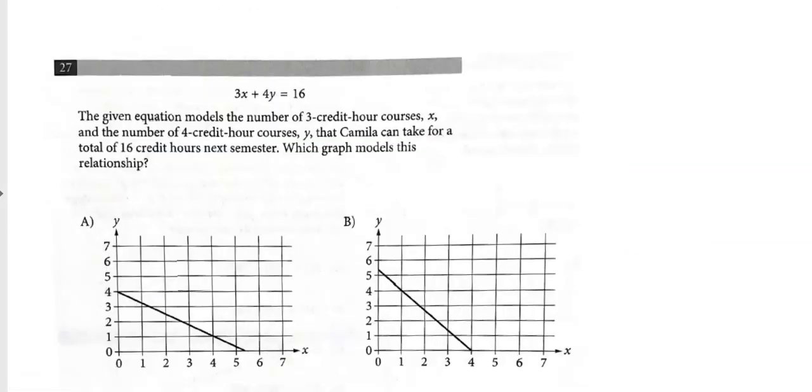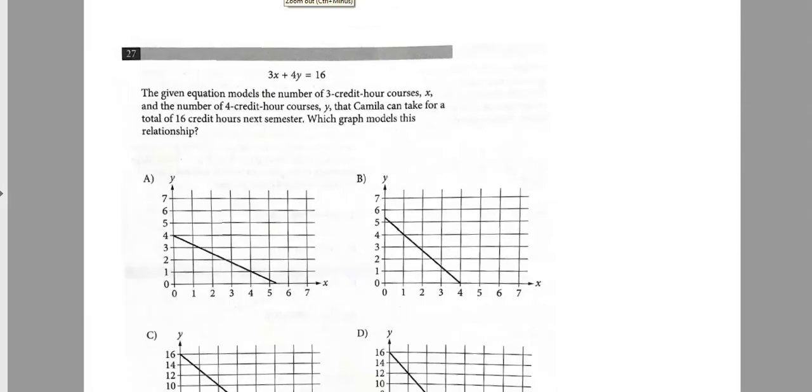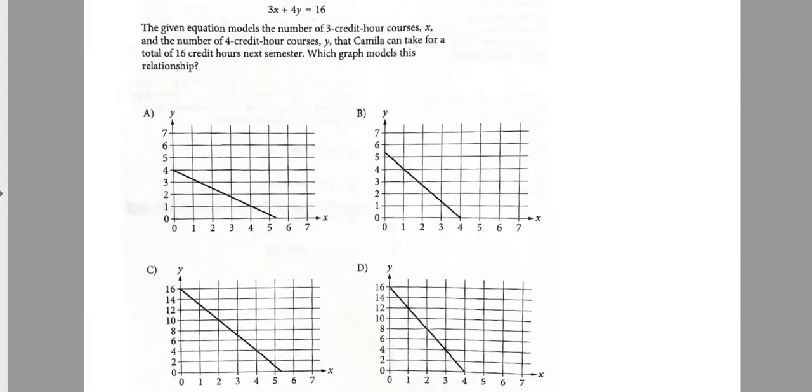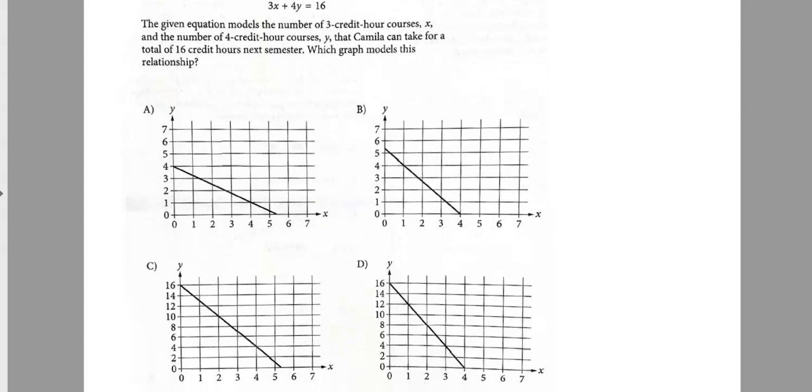Number 27, shrink this down just a tad, move it up. So the given above models 3 credit hour courses, 4 credit hour courses that Camilla can take for 16. Which graph models a relationship?